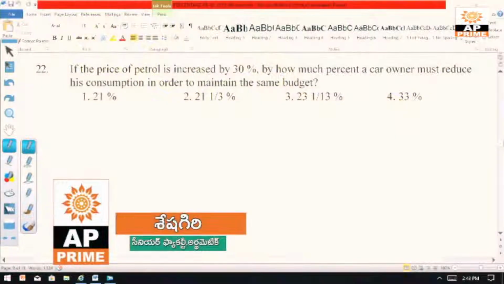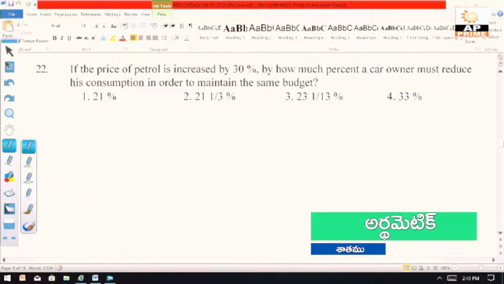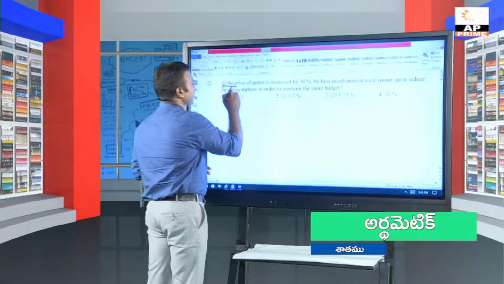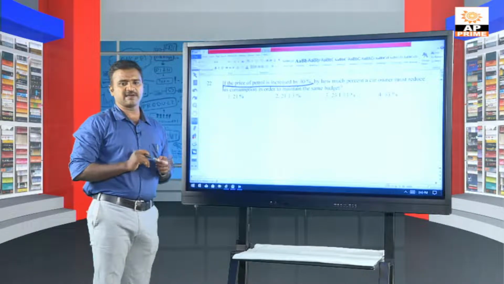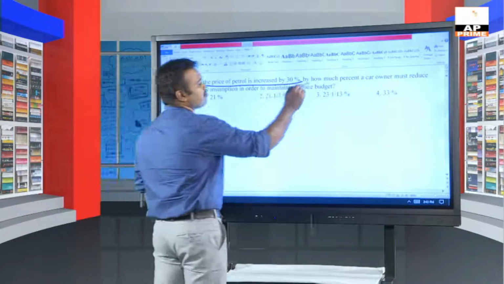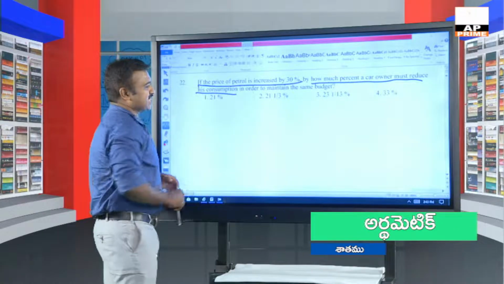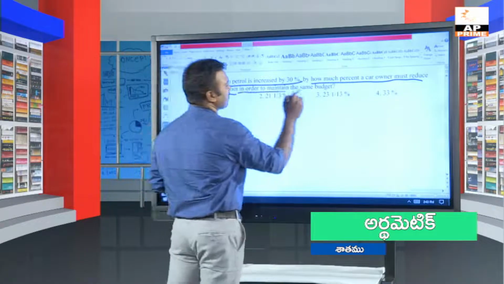The price of a petrol is increased by 30%. By how much percent of car owner must reduce his consumption in order to maintain the same budget? If price of a petrol is increased by 30%, పెట్రోల్ కాస్ట్ ఏమైందంటే 30% ఇంక్రీజ్ అయిందంట. అంటే ఇంతకుముందు కాస్ట్ ఎంత ఉందో తెలియదు కానీ ప్రజెంట్ ఇప్పుడు మాత్రం ఆ కాస్ట్ మీద 30% ఇంక్రీజ్ అయింది. అయితే బై హౌ మచ్ పర్సెంటేజ్ ఏ కార్ ఓనర్ మస్ట్ రెడ్యూస్ హిస్ కన్జంప్షన్. అయితే వాడి కన్జంప్షన్ తగ్గించుకోవాలంట. అంటే ఎంత తగ్గించుకోవాలి? ఇన్ ఆర్డర్ టు మెయింటైన్ ద సేమ్ బడ్జెట్.